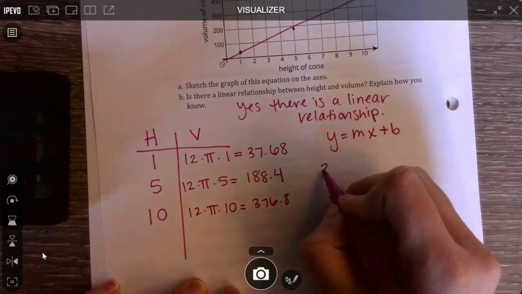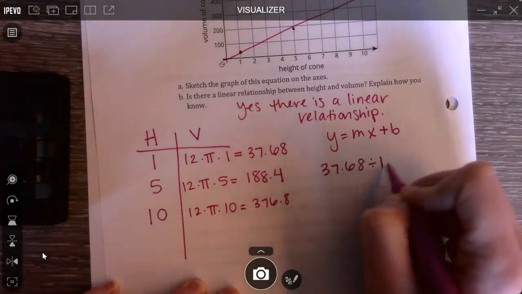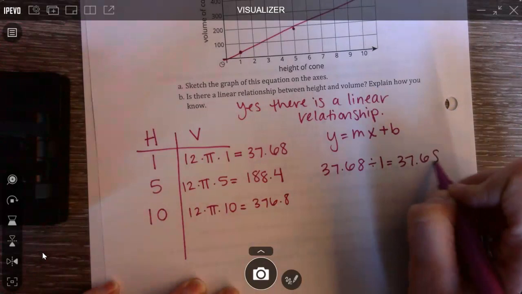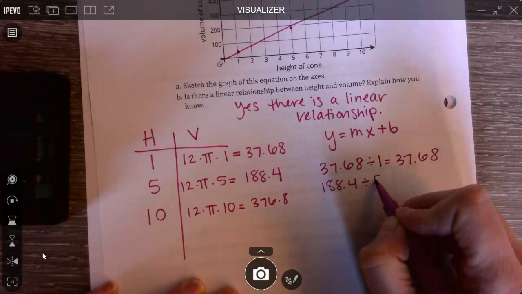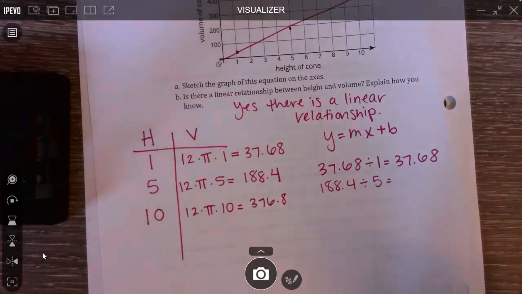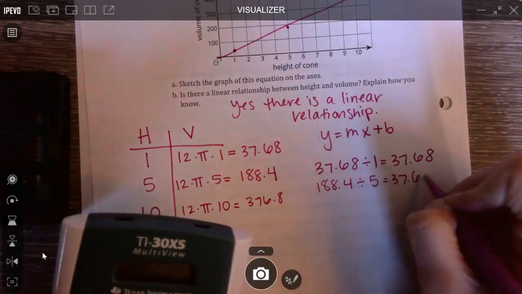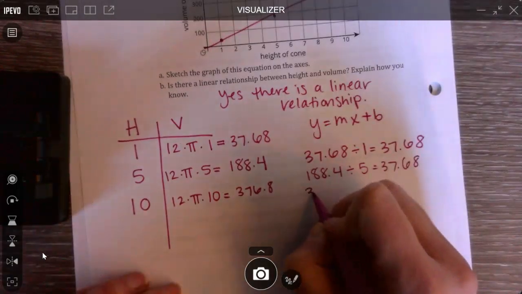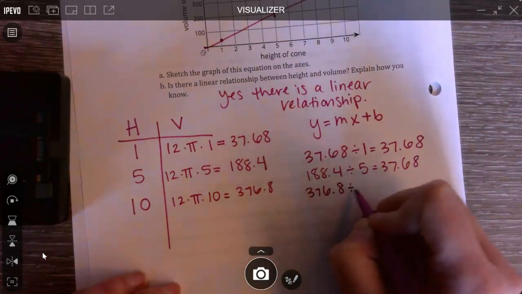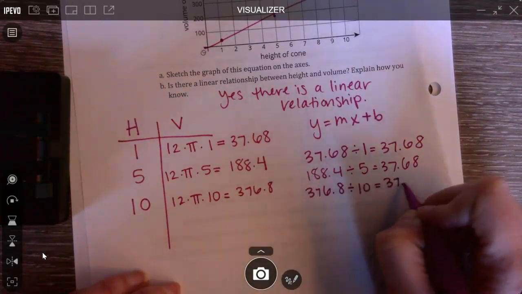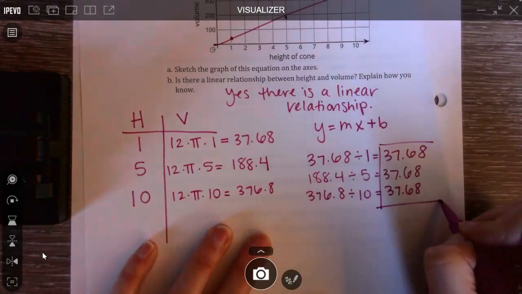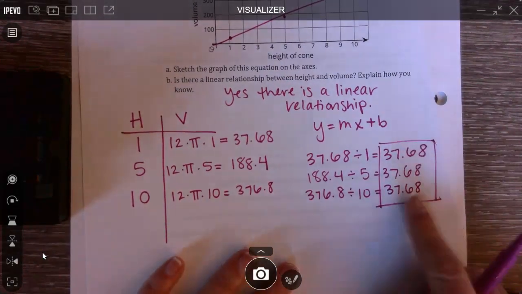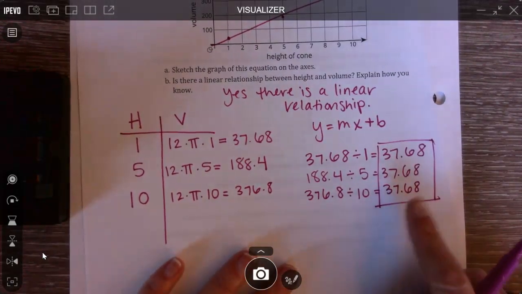So if I do my calculator, 37.68 divided by 1, I get 37.68. Next, if I do 188.4 and I divide it by 5, what do I get? 188.4 divided by 5, 37.68. If I do 376.8 divided by 10, I'm going to get 37.68 because I just moved my decimal one over. Every time I'm getting this value, this is my k value, this is my constant of proportionality.